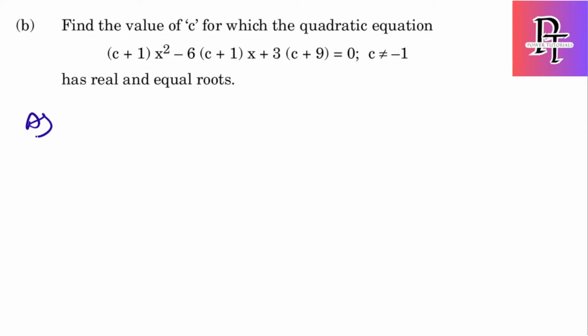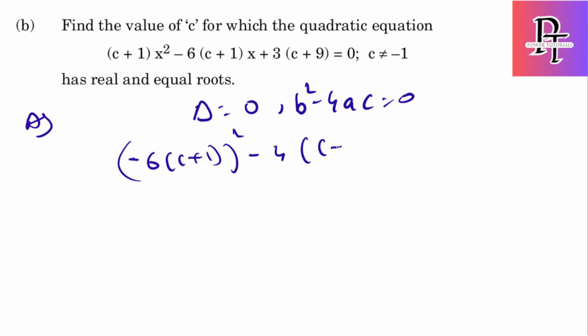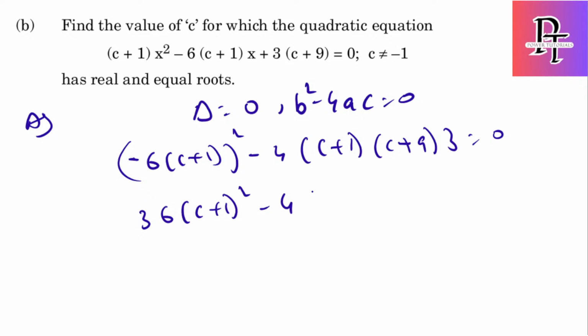B part. Find the value of c for which the quadratic equation has real and equal roots. Real and equal means delta is equal to 0, that is b square minus 4ac is equal to 0. So let's substitute the b value. B is minus 6 into c plus 1. B square minus 4 into 3 into c plus 1 into c plus 9 is equal to 0. So 6 square is 36: 36 into c plus 1 whole square minus 12 into c plus 1 into c plus 9 is equal to 0.